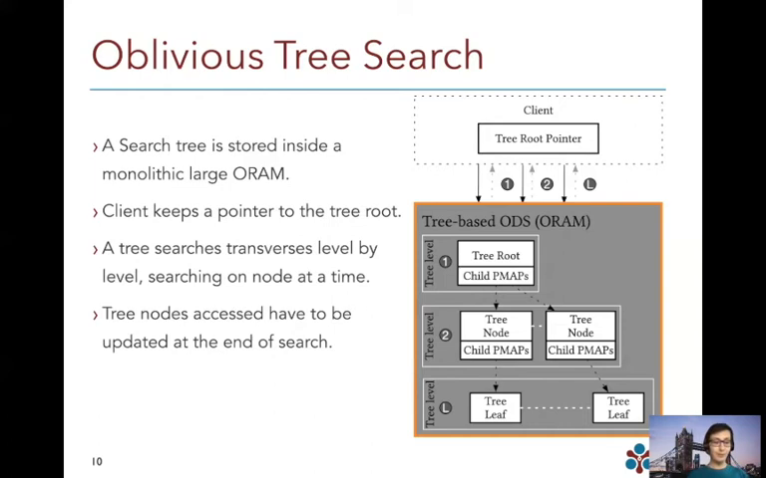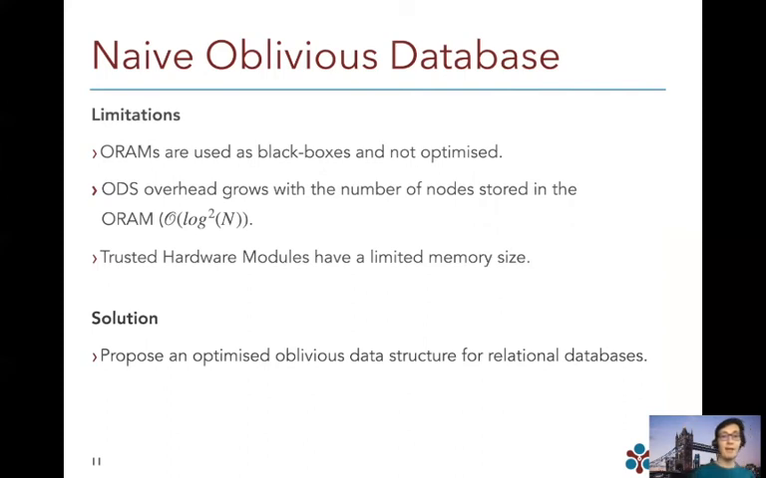And while this is a first good step to hide the access patterns of search queries over relational databases, there are still a few limitations. One of them is that the ORAM encryption schemes are used as black boxes, and they are not optimized for relational database systems. Secondly, oblivious data structure overhead grows with the number of nodes stored in the ORAM, and for big search trees, this can be a significant problem. And finally, trusted hardware modules have a limited memory size, so we need to minimize the amount of information that we store and process inside the trusted hardware modules.